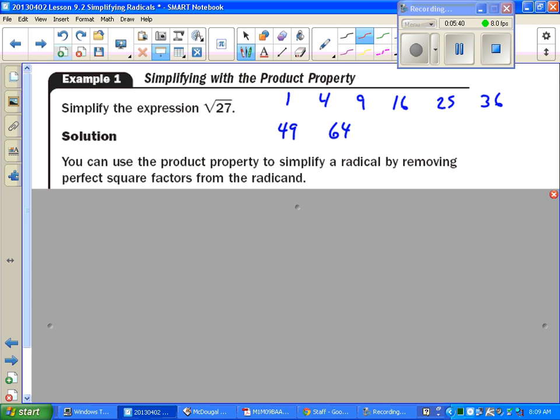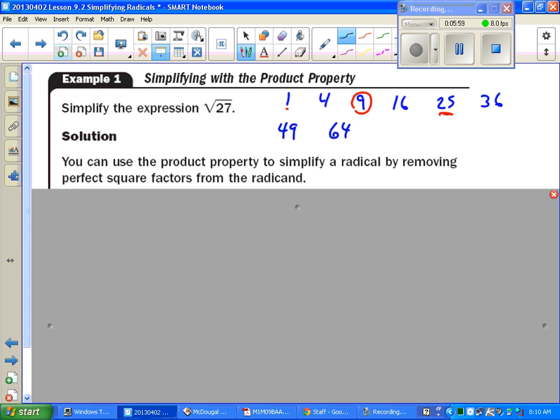Start at the beginning. 1 is, but that's not going to change anything. You can't multiply 4 times anything and get 27. You can multiply the number 9 by something and get 27, but let's keep going and see. 16 by something doesn't give you 27, and then 25 is getting too big. So 9 is the only number that you can multiply by something and get 27.